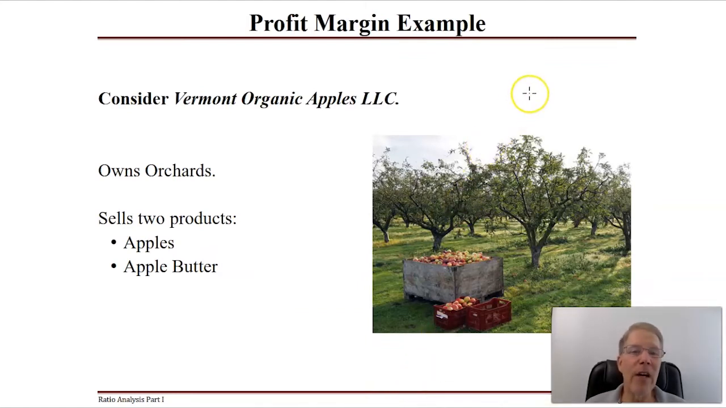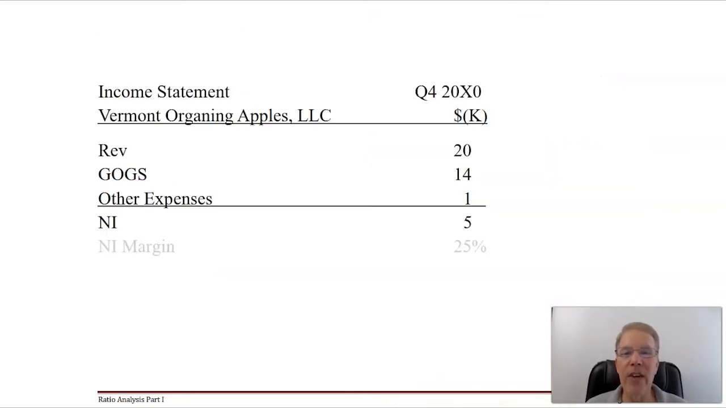Let's do a margin example. This is a good investment banking kind of example. So if you think you might be interested in investment banking or you just want to know what investment bankers do, this is a great example for you. Let's look at Vermont Organic Apples, LLC. They're up near Burlington, Vermont, and they own some apple orchards, and they've got two products that they sell from those orchards. They sell apples, like you can see right here, and they also sell apple butter. They make their own apple butter and they sell it.